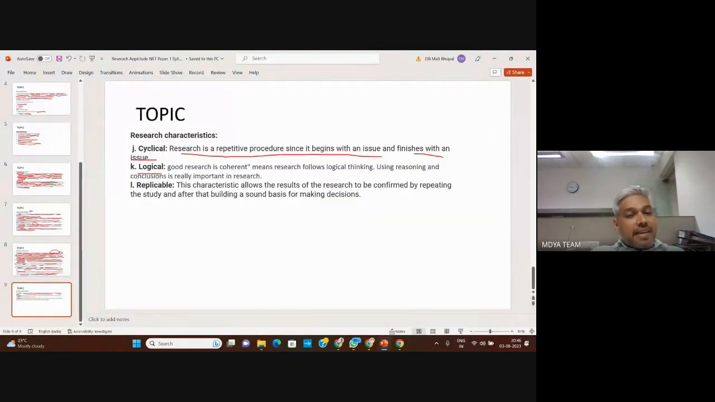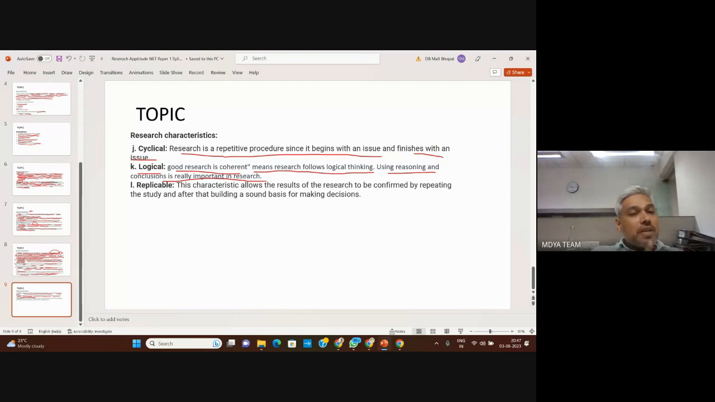And the 11th characteristic is logical. Good research is coherent, means research follows logical thinking. Using reasoning and conclusion is really important in research, right? It should always be logical, means you cannot take just anything. It should be helpful for the public, right? So it should always be logical. You cannot take any problem or situation and do research on it when you already know that you cannot get the result of the particular problem which you have taken, and that is illogical.